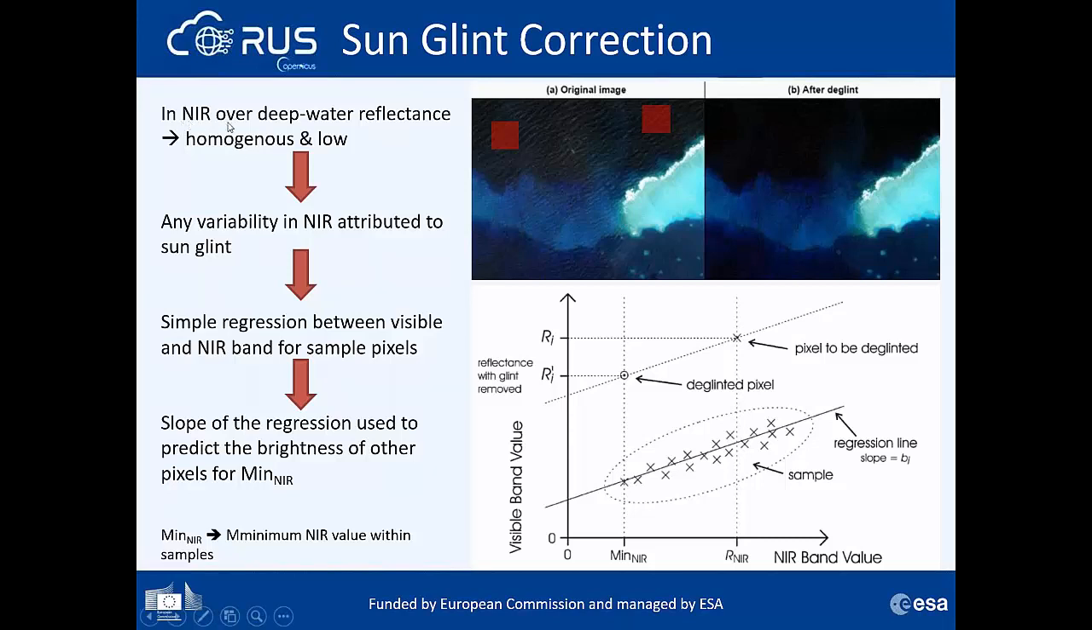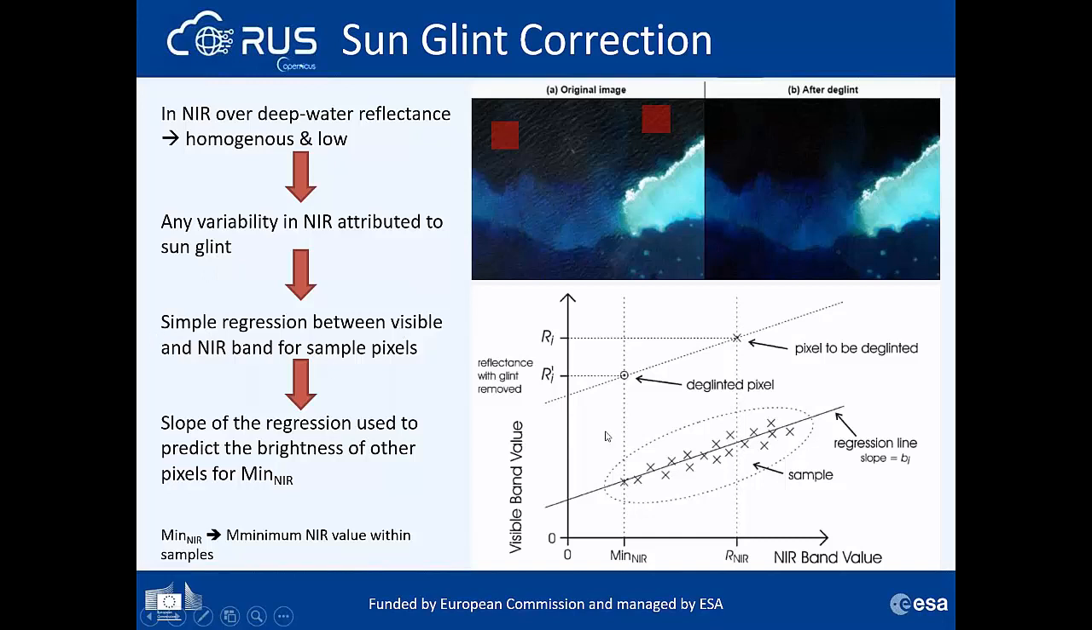So in the near infrared and over deep water, the reflectance will be very homogeneous and very low, very close to zero. So any variability that you will see inside the, so let me go back actually. The point is that we need to sample the areas over deep water where we can see sun glints, such as you can see on this image here. So I have made two samples just to show. Any variability that I see in them, I attribute to sun glint, which in this case is probably very true. I do not expect any contribution from the subsurface features in this case, also because I'm looking at near infrared and there should not be any contribution from the subsurface features.